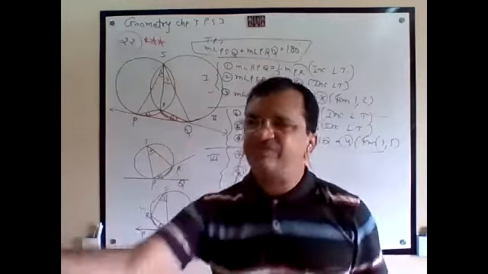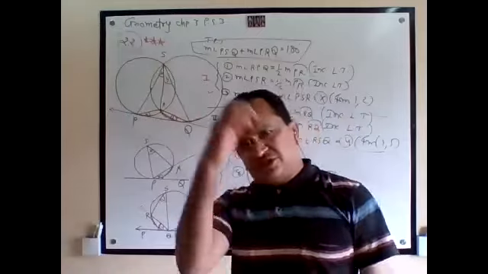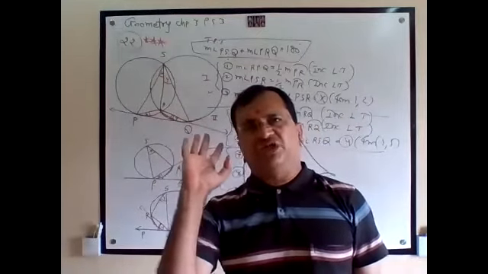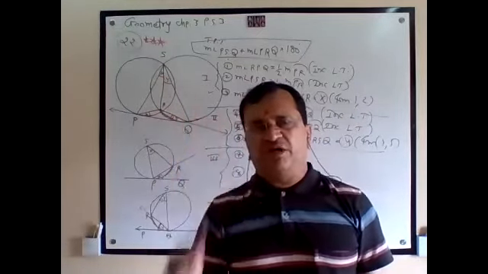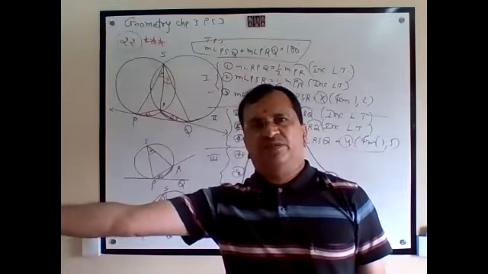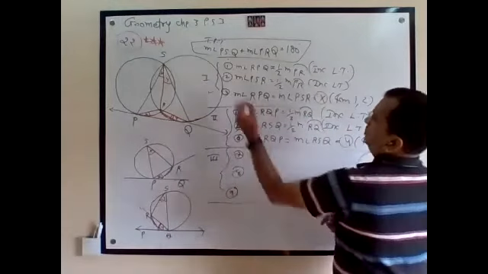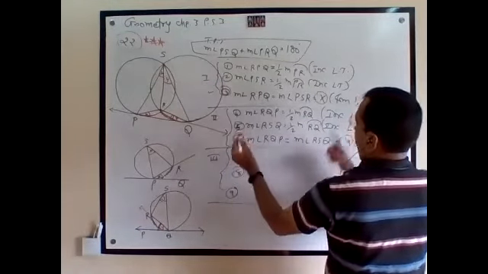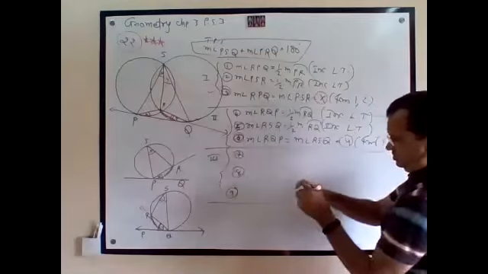1, 2, 3 for the left side circle. 1, 2, 3 for the right side circle. Same concept, only the alphabet and angle change. 1, 2, 3, 1, 2, 3. Lower angle, upper angle. Lower angle, upper angle. Both are half of the arc. Now this 3 x's, 6 y's, add this plus this.